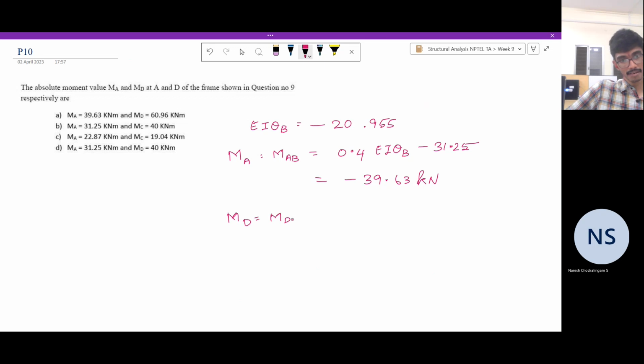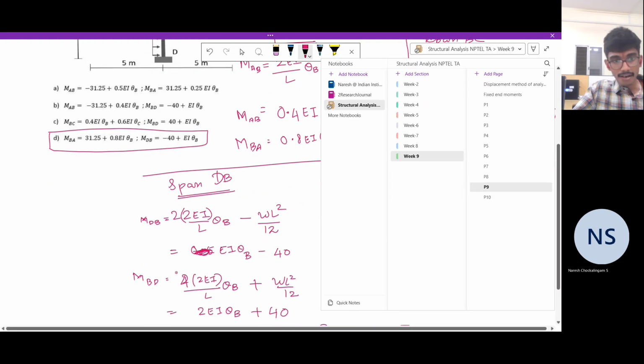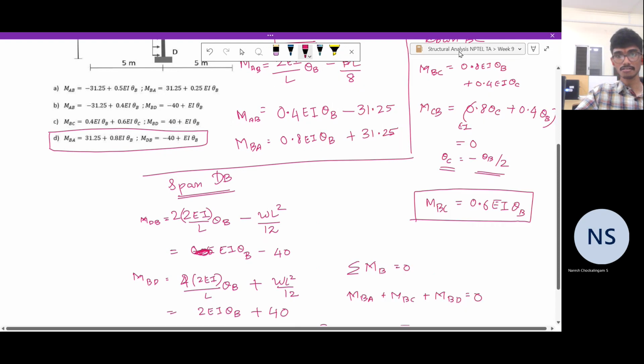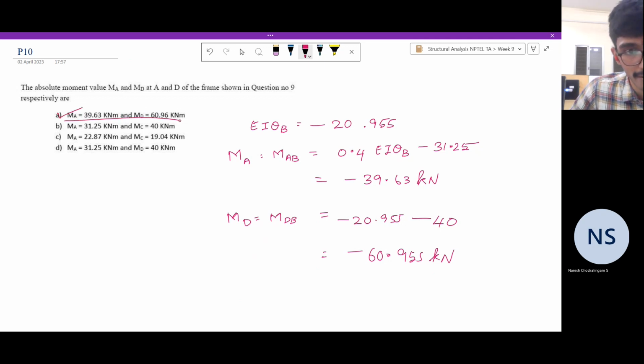What is MD? MD is MDB, which is 2 EI theta B minus 40. So EI theta B is again minus 20.955, minus 40. So it is minus 60.955. So MA is 39.63 and MD is 60.955. The correct answer is option A.